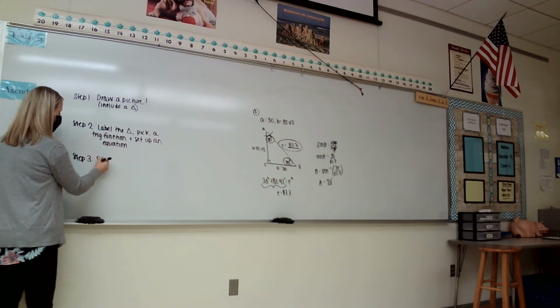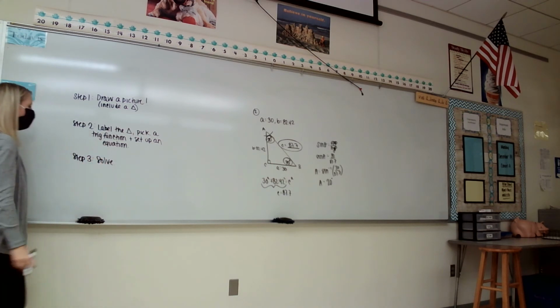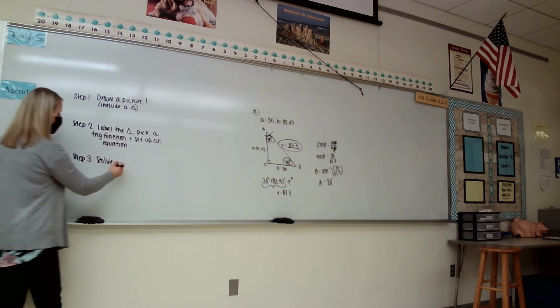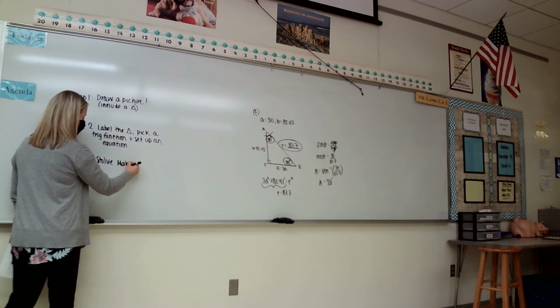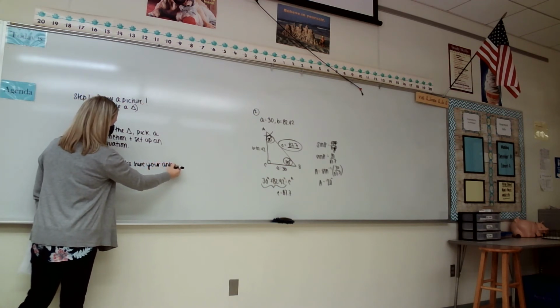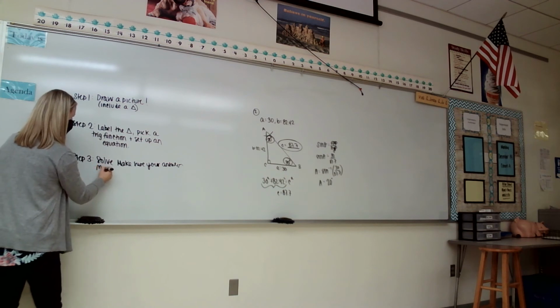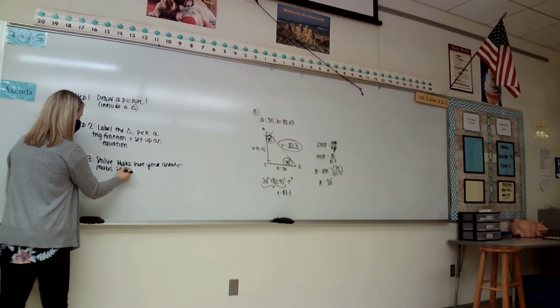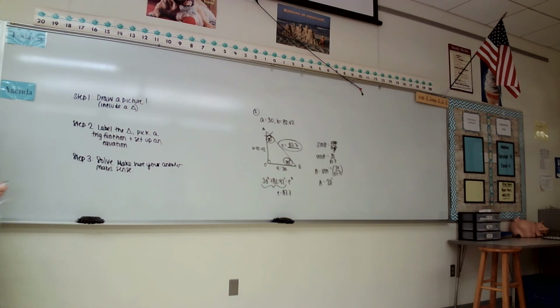Then step 3, solve. Okay, so that's always our main goal. Can we actually solve the problem? I will add in, make sure that your answer makes sense. We're actually talking about real life things here. So if you said, hey, the height of that building is negative 20 feet, that doesn't make sense. Now that we have context, your answer needs to make sense for that context. So just as a heads up.